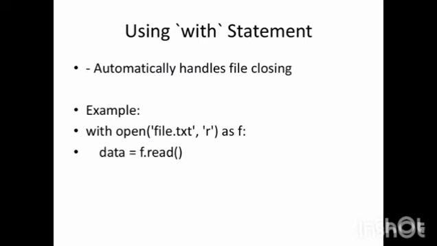Using the with statement. The with statement is a best practice in file handling. It ensures that the file is properly closed after you are done with it, even if an error occurs. This is known as context management. Instead of manually opening and closing files, you write something like with open('file.txt', 'r') as file, and then work with the file inside the block. Once you exit the block, Python closes the file automatically. This keeps your code cleaner and reduces the risk of errors related to file access.